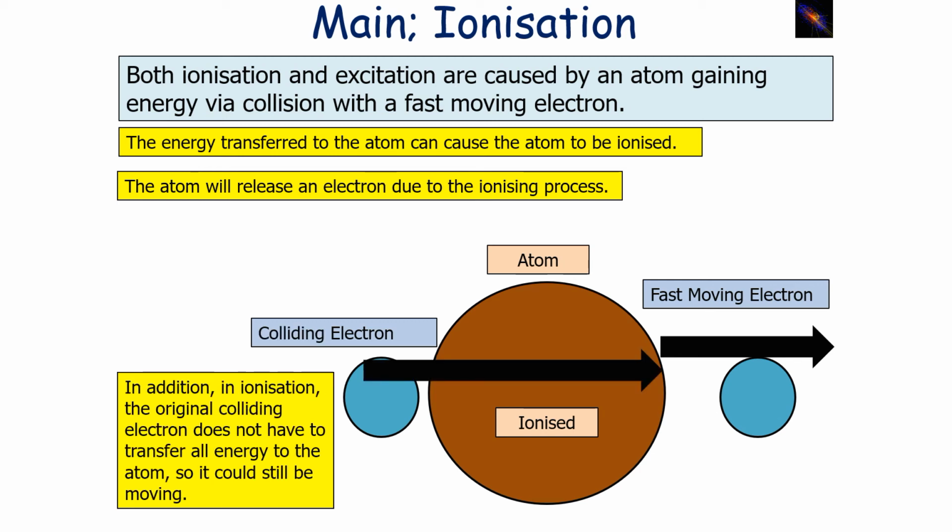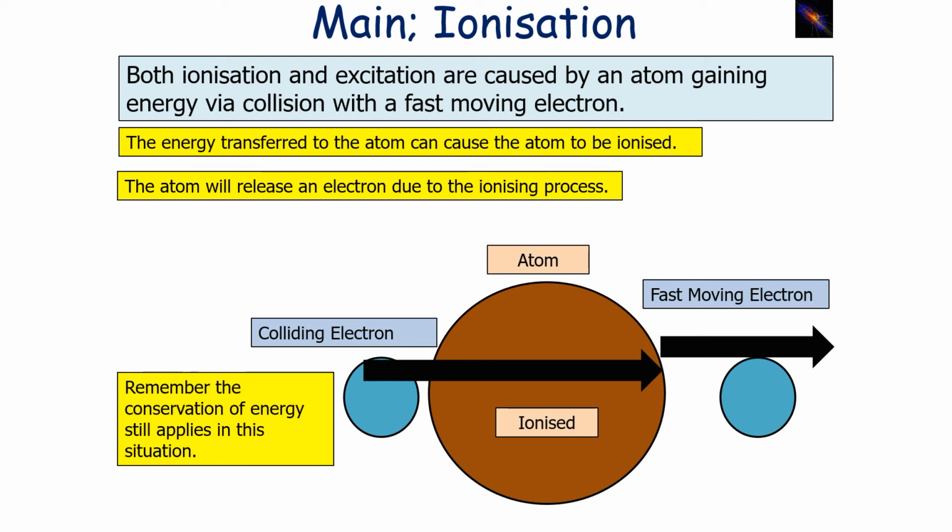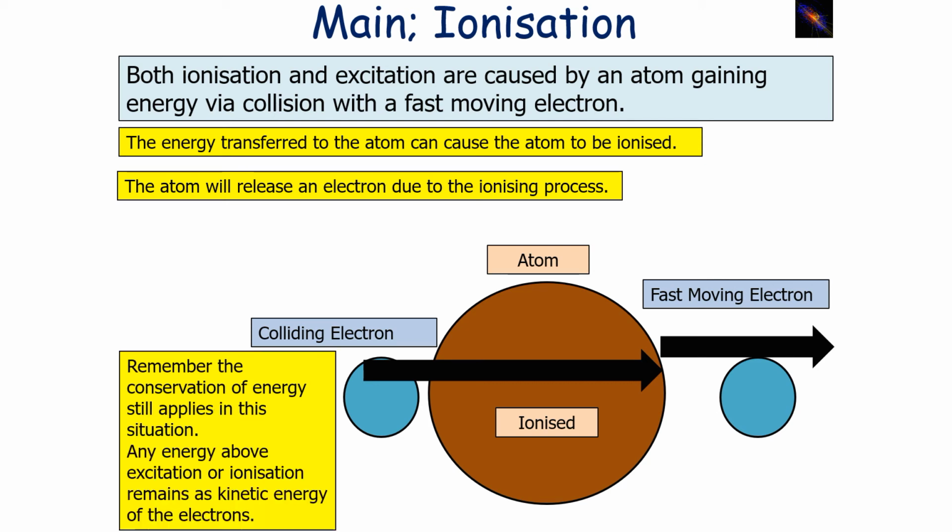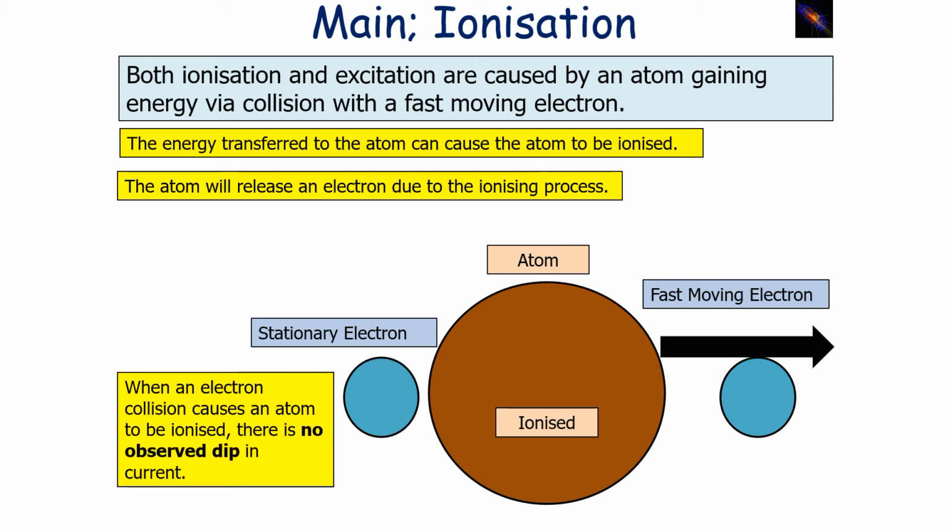Now, in addition, in ionization, the original colliding electron doesn't actually have to transfer all of its energy to the atom, so it could still be moving after the collision takes place. Because remember, the conservation of energy still applies in this situation. Any energy above the excitation or ionization levels remains as kinetic energy of the electrons, or it could be the kinetic energy of the recoiling atom after the collision. Now, when an electron collides with an atom to be ionized, because we definitely will have electrons emitted from the process, no dip in current is observed.